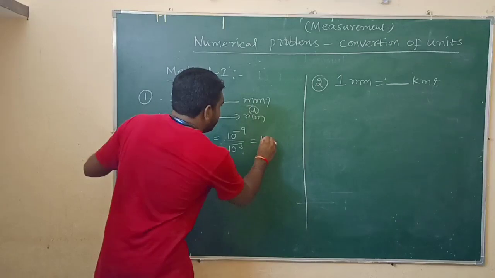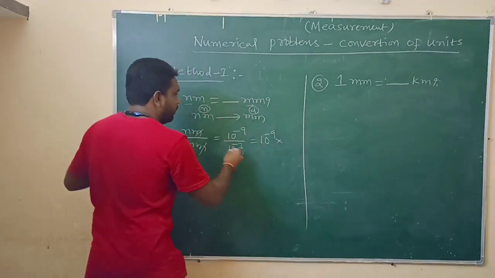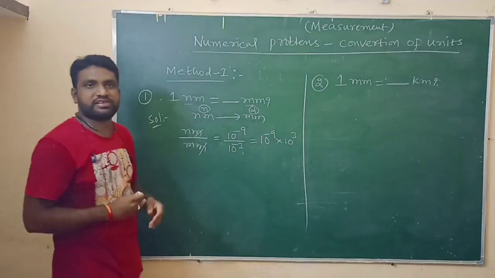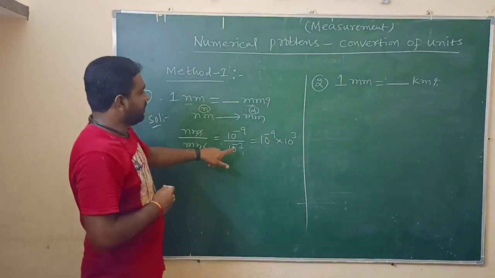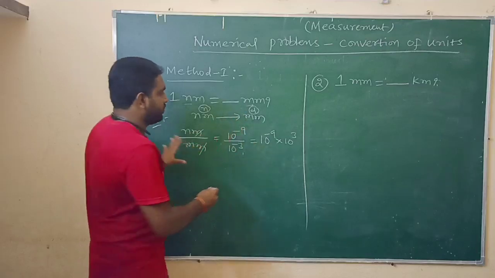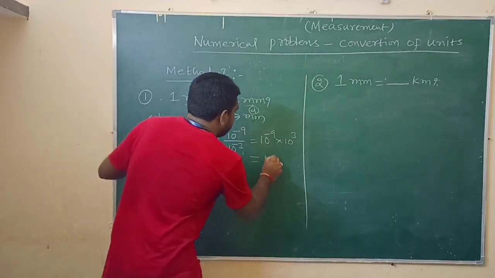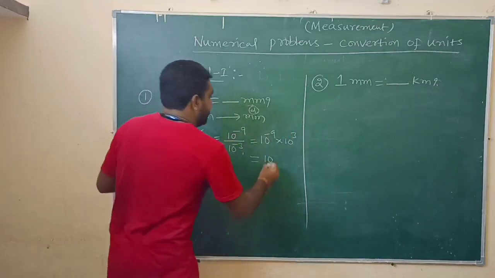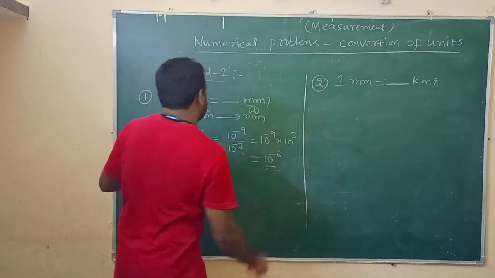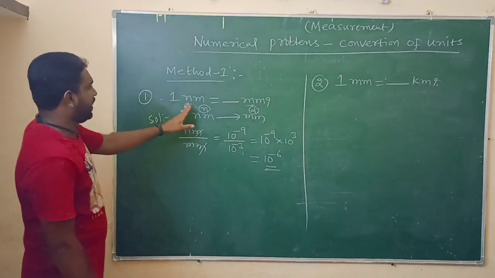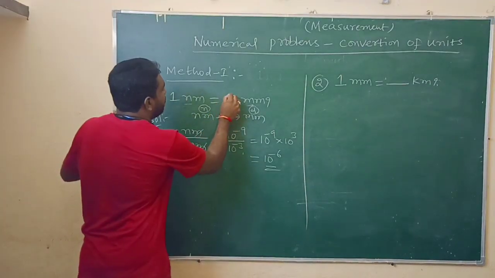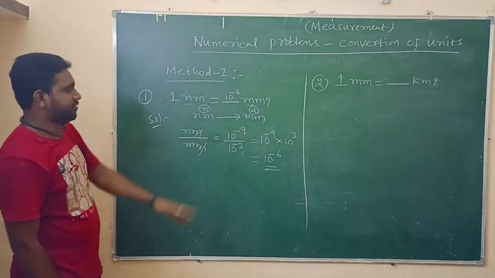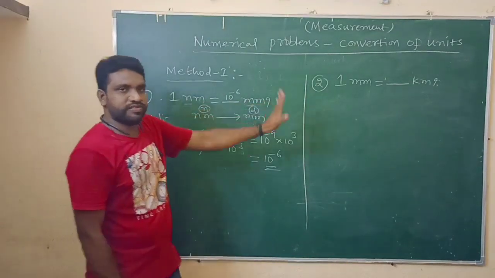After simplification, when it goes upside, minus becomes plus. We have to change the sign, because it is moving from denominator to numerator. So simplify this one. Add the powers: minus 9 plus 3 is minus 6. That is the answer. So 1 nanometer equals 10 to the power of minus 6 millimeters. That is the answer. Very easy. Okay? So now we will do the next one.